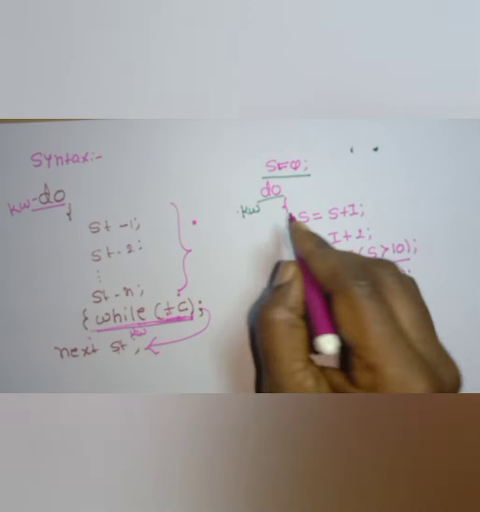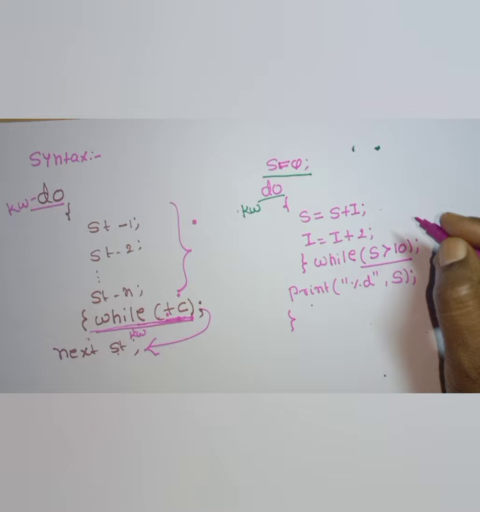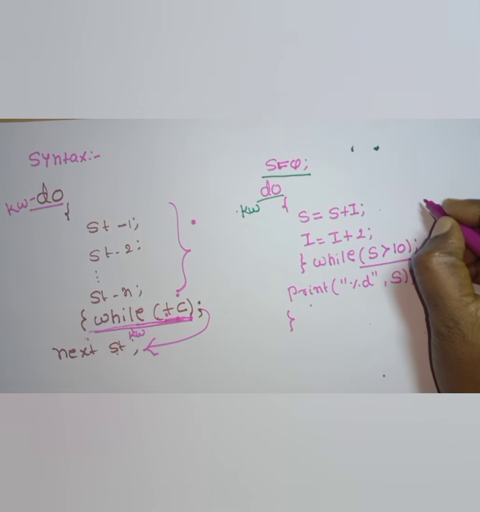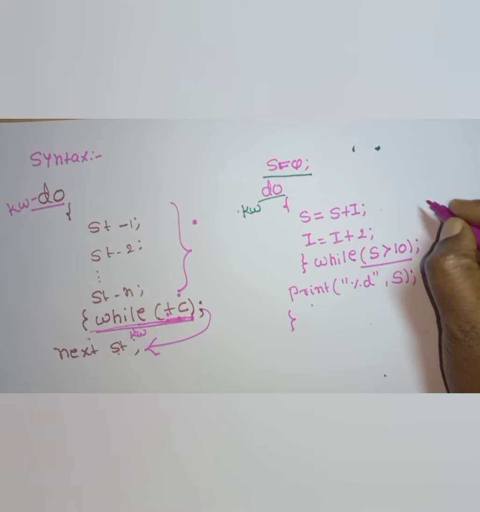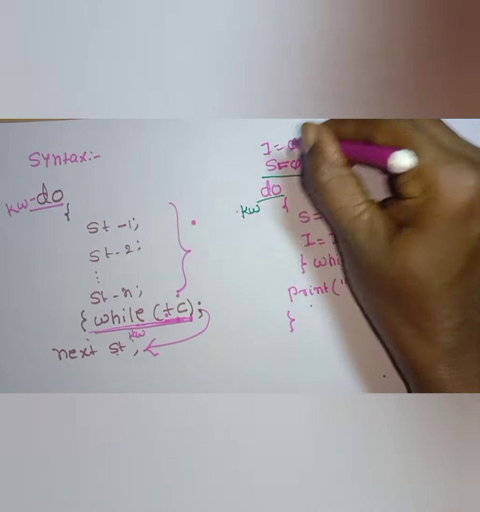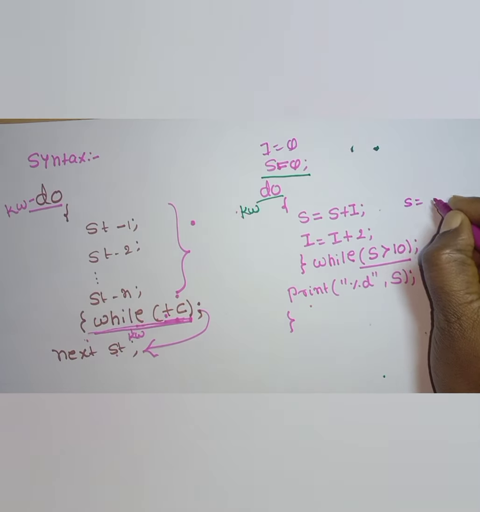Okay, so what happens here? Do s is equal to s plus i. What happens here? s is equal to s plus i. Actually, initially, before that, i is also equal to 0. That also we have declared in the program. So now our s value is equal to 0.